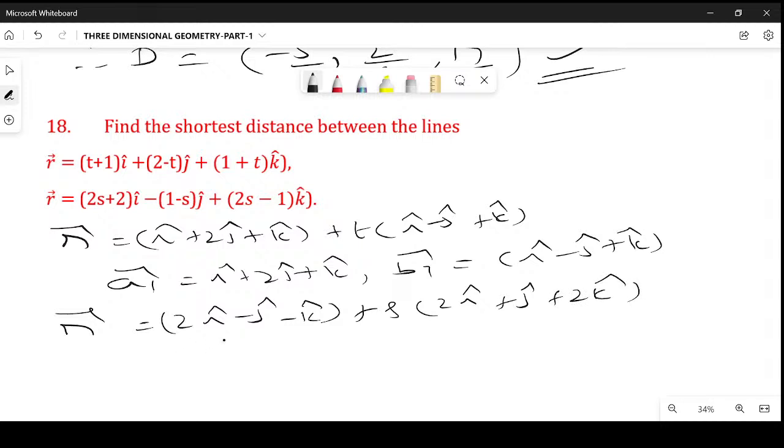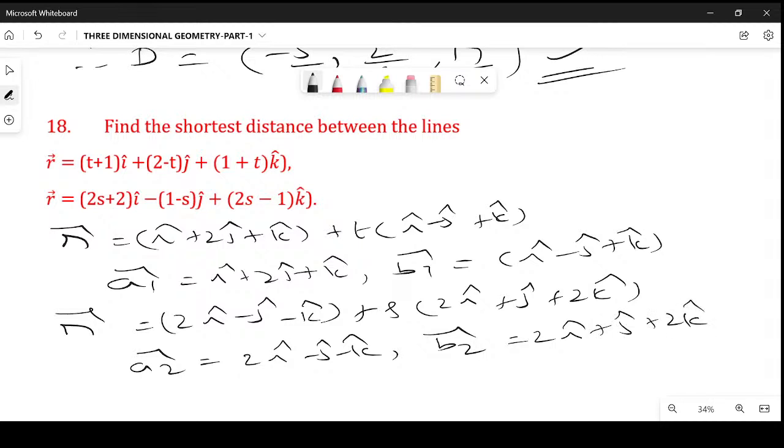Now you can see here, we can say A2 bar equal to 2i cap minus j cap minus k cap, and B2 bar equal to 2i cap plus j cap plus 2k cap. These are the two skew lines, and we need to find the shortest distance between them.